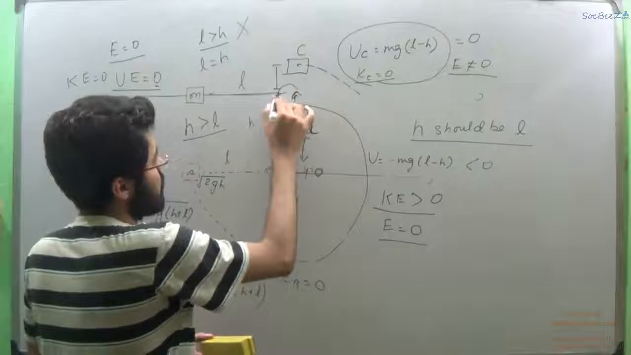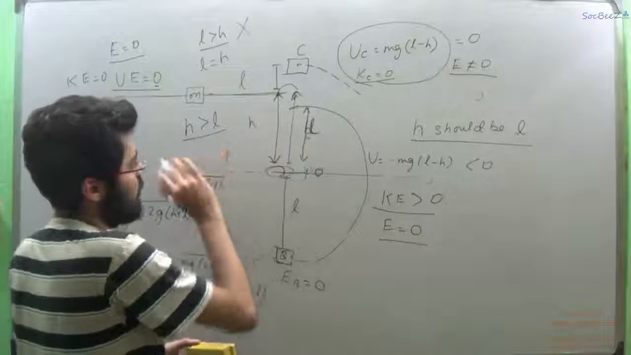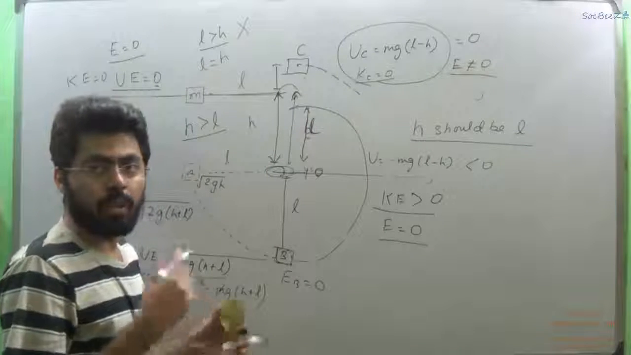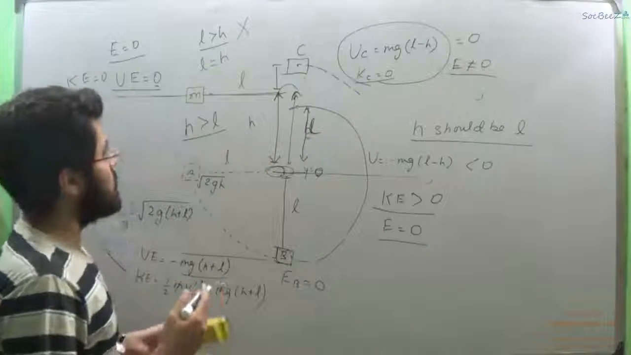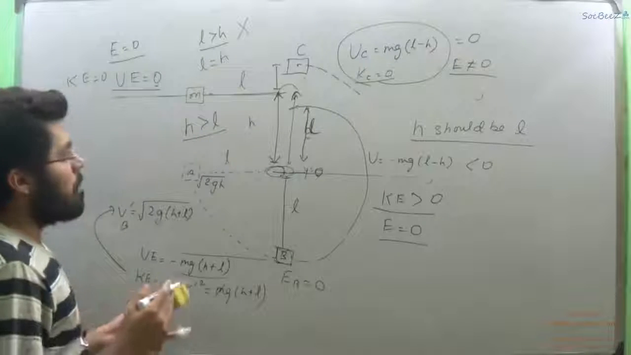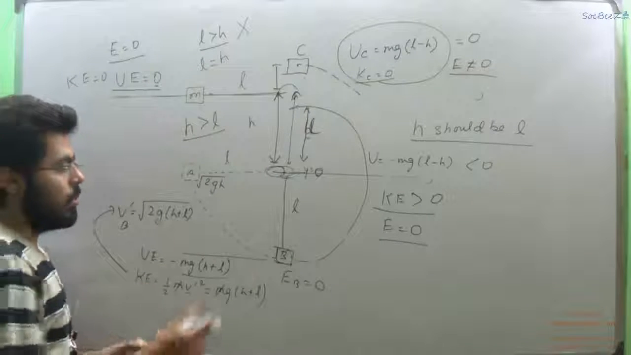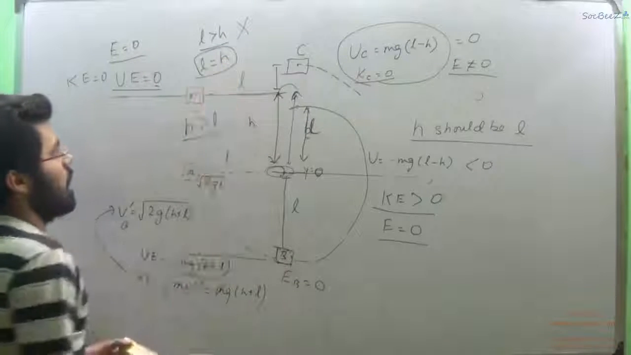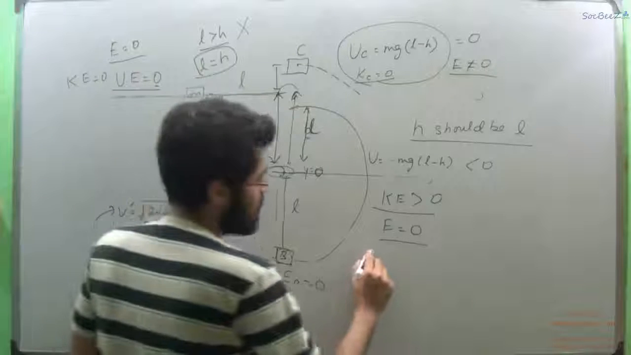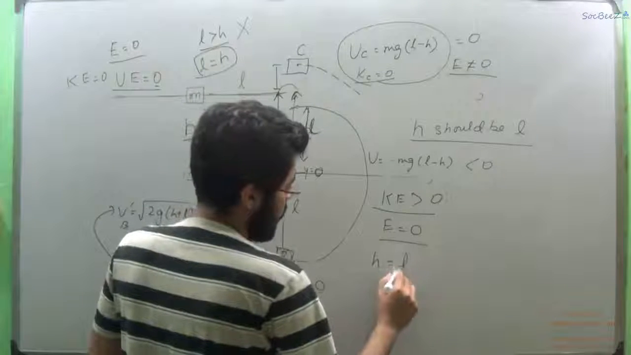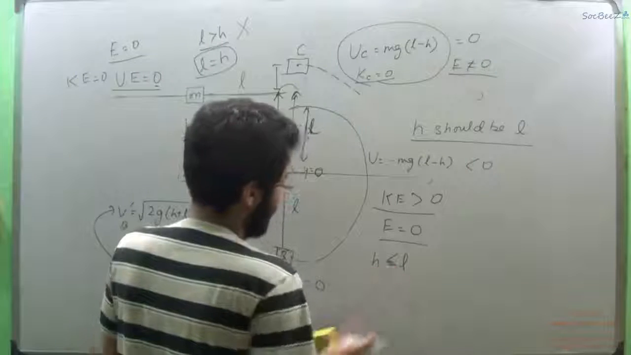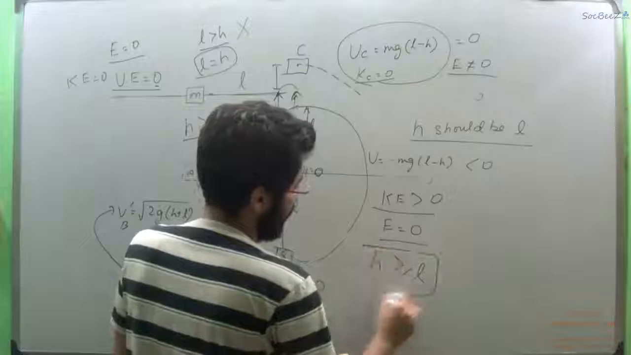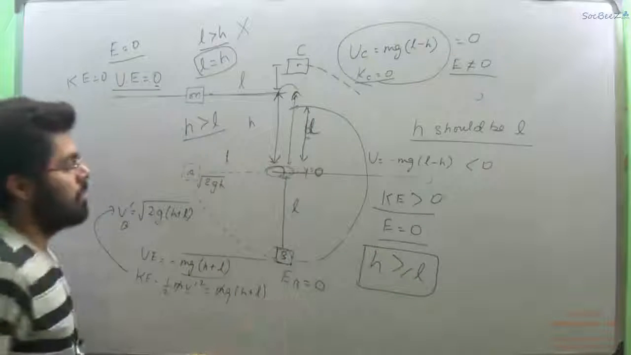Now if H is greater than L, this is L and this is H. So if H is greater than L, then when this block reaches here, it will have some additional kinetic energy as well. Now what were we supposed to find? The minimum possible value of H so that the block reaches here. So what is the minimum possible value of H? It is H equal to L. That H should be greater than or equal to L, so that the block reaches here.